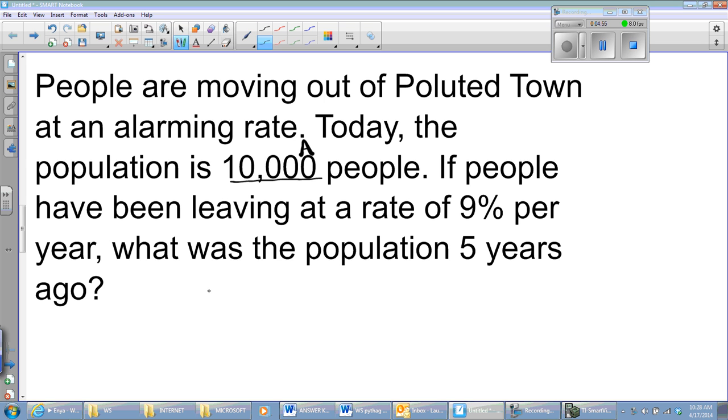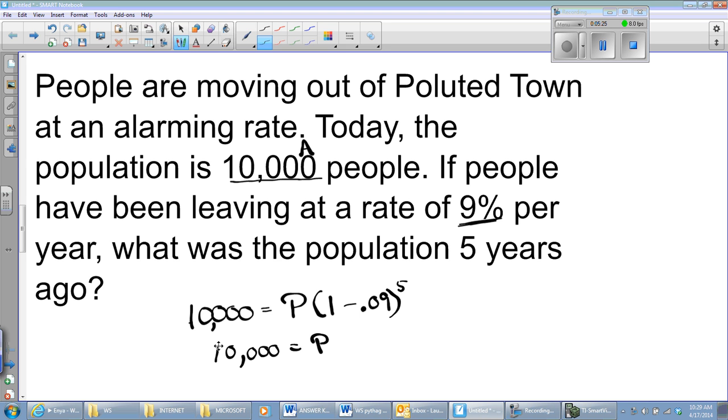I'm going to go back in time. I'm ending with 10,000 people. And I'm not starting with 10,000 people. I'm trying to find the starting amount. So I don't know P. Now I'll do 1, and it's been losing people. So do minus 0.09, because remember I got to take this and divide by 100. And it's going to be the 5th power. This is how I traditionally have always done it. And I'm going to simplify it a little bit. 10,000 is going to equal P times 1 minus, that would be 0.91 to the 5th power.